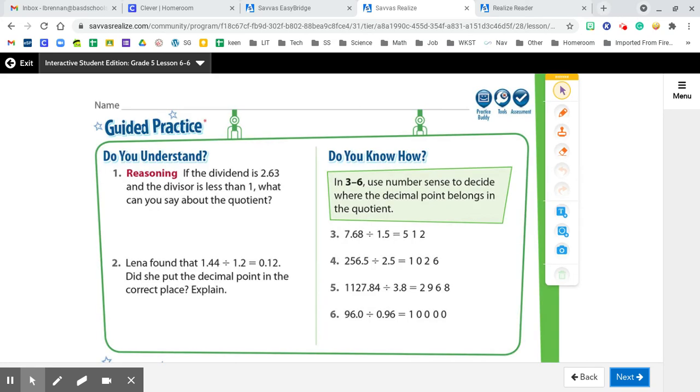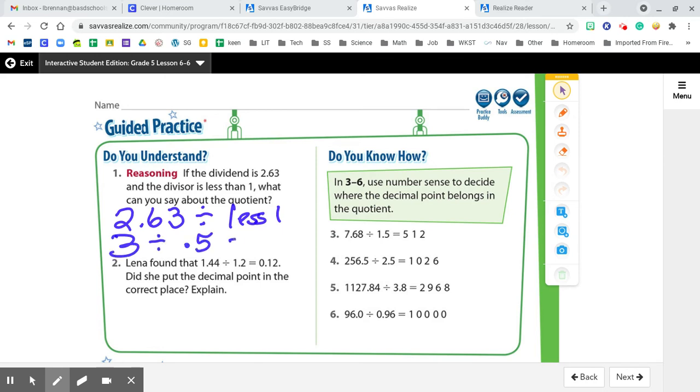If the dividend is 2.63 and the divisor is less than 1, what can you say about the quotient? So if the dividend is 2.63 and the divisor is going to be less than 1, let's put a number in there. Let's round this to the whole number 3, and we'll make the divisor a half. How many halves are there in 3?